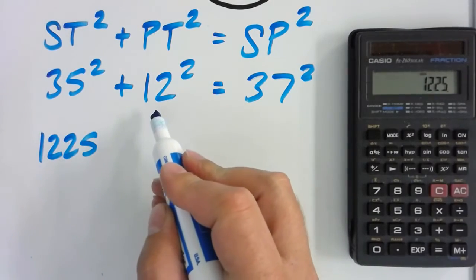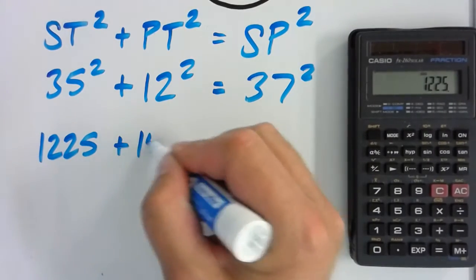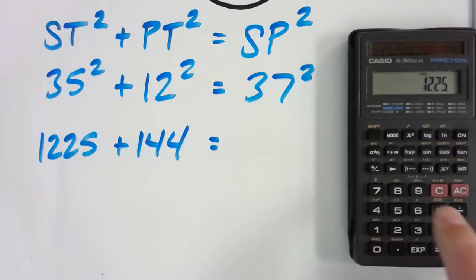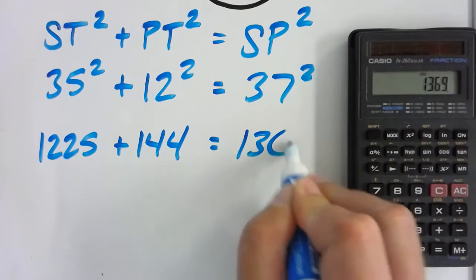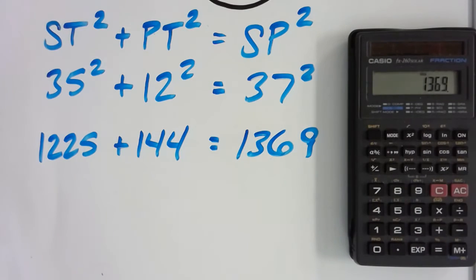12 squared I have memorized. 12 times 12 is 144. And then 37 squared, the piece I'm testing right here, is this 1369. This is still technically a question mark.